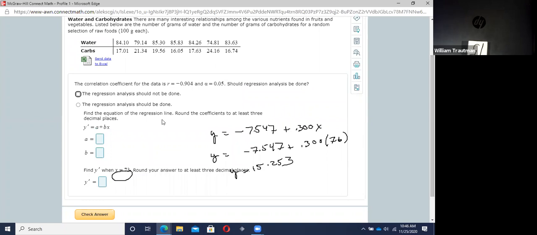And let me just give you a rule of thumb. If R is more than 0.65, the regression should be done. If R is less than 0.65, then you shouldn't do it. That's a good rule of thumb. It's not the end of the world if you get those wrong.